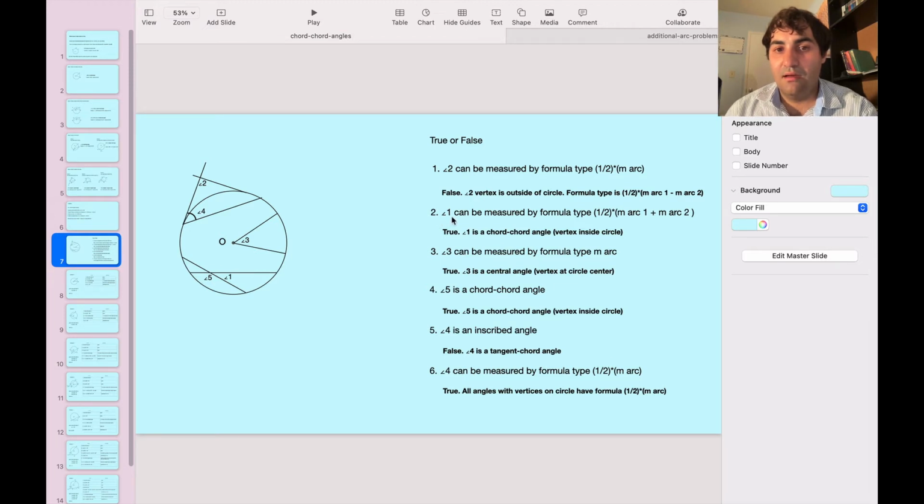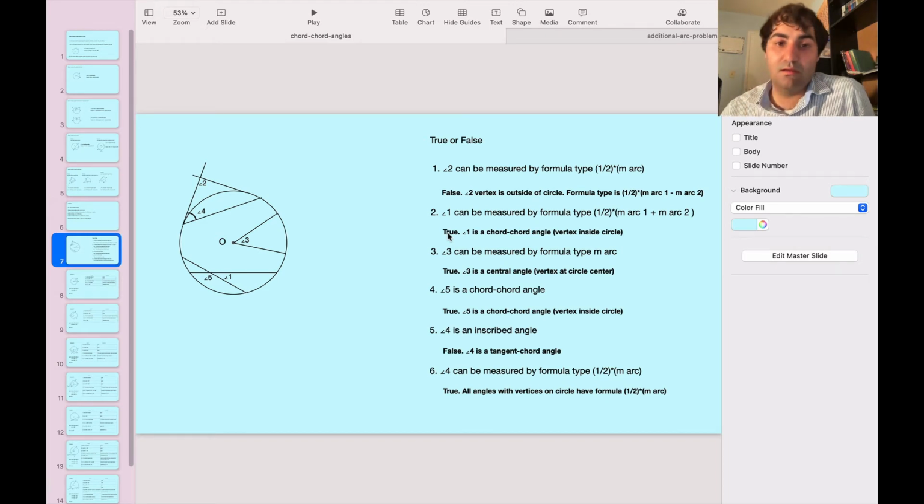Okay, angle 1 can be measured by the formula 1/2 times, in parentheses, the measure of arc 1 plus the measure of arc 2. So angle 1 is down here, and the vertex is inside the circle but not at the center. And its sides are given by these two chords, right? So it's a chord-chord angle. And we've seen before that it's given by this formula. So this is true.